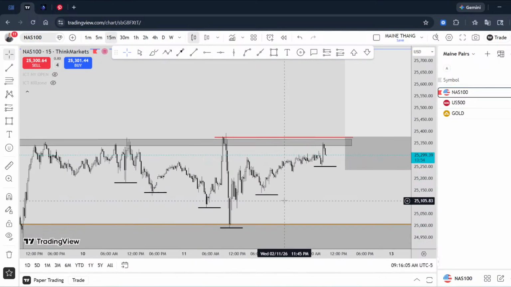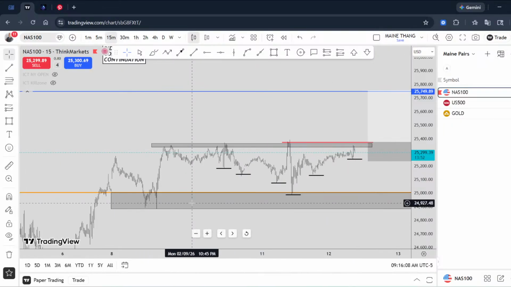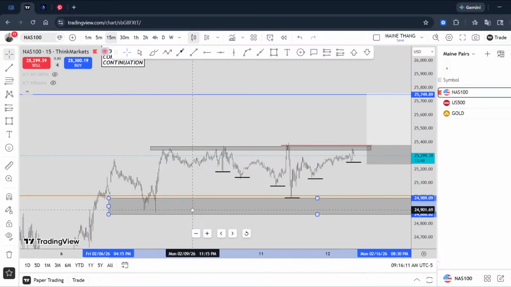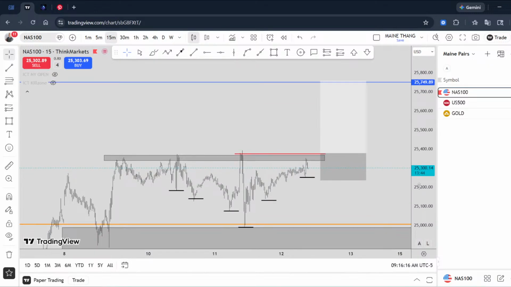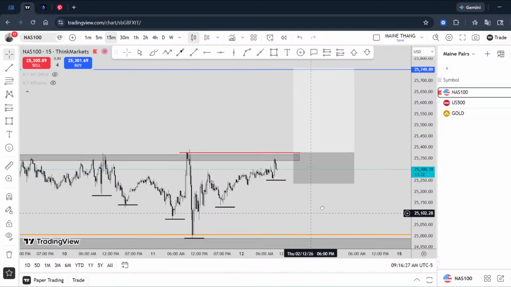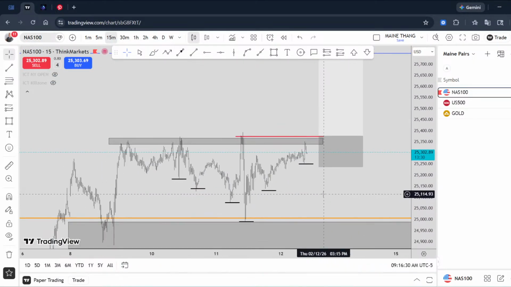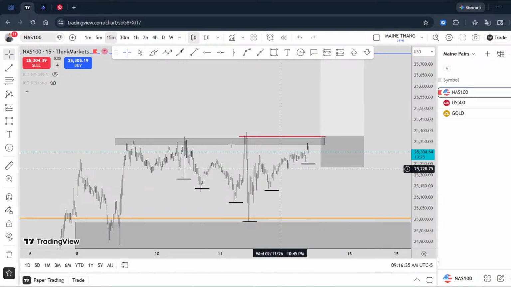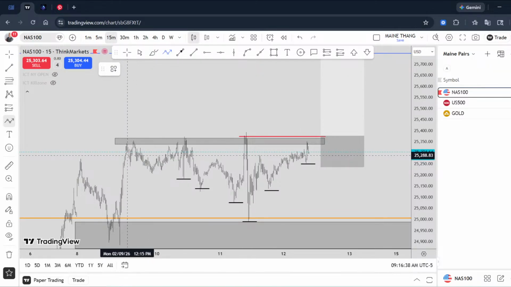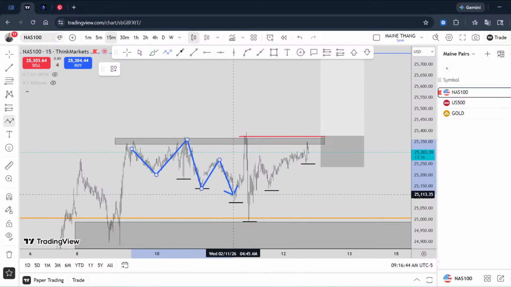Keep it clean, man. So when it gets too choppy, zoom out. Y'all can see them highs, them peak highs and them peak lows. Y'all can see them.